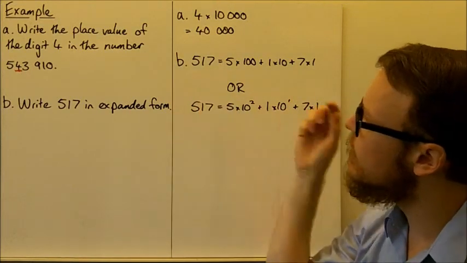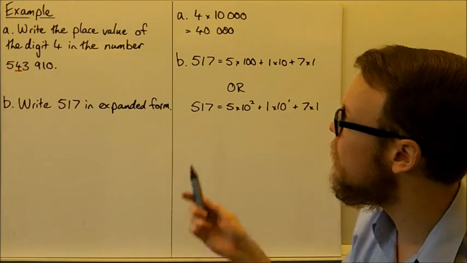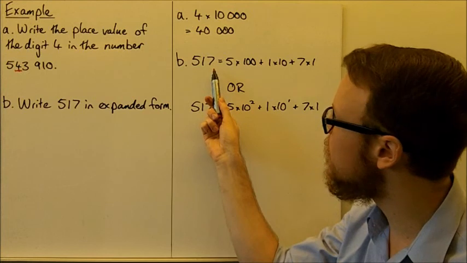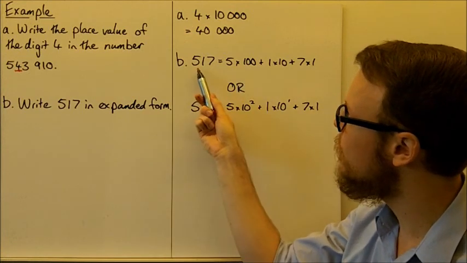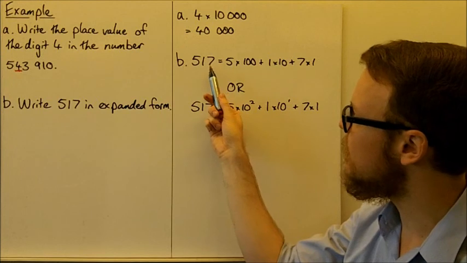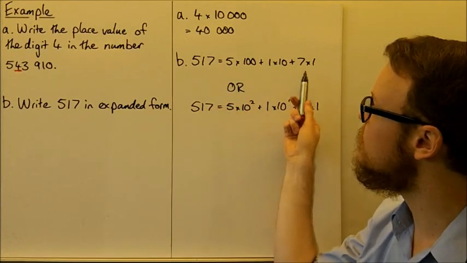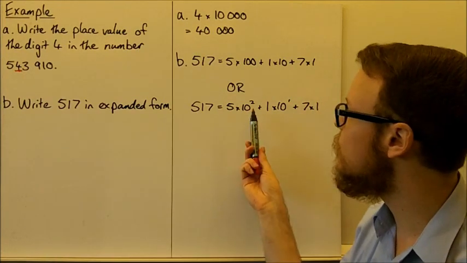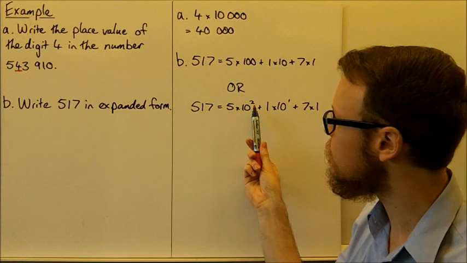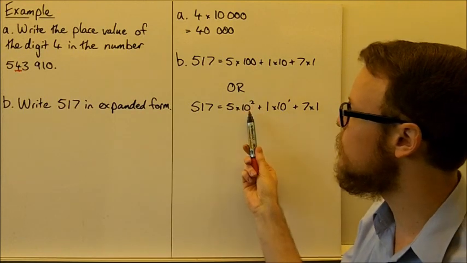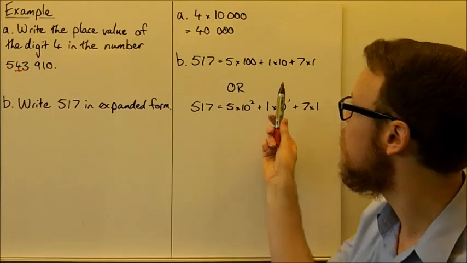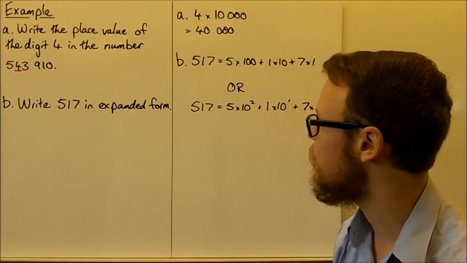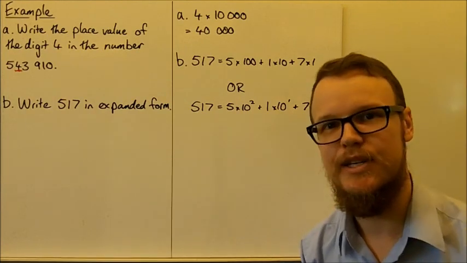For our second question here, writing 517 in expanded form, we've got 5 in the hundreds, 1 in the tens, and 7 in the ones column there. So that's the same as 5 times 100 plus 1 times 10 plus 7 times 1, which is the expanded form there. We can use the index notation or the exponent notation or the power notation, if you would like, to replace the 100 with 10 to the power of 2, and also the 10 with 10 to the power of 1. Okay, so both of these are correct, neither is any more correct than the other.